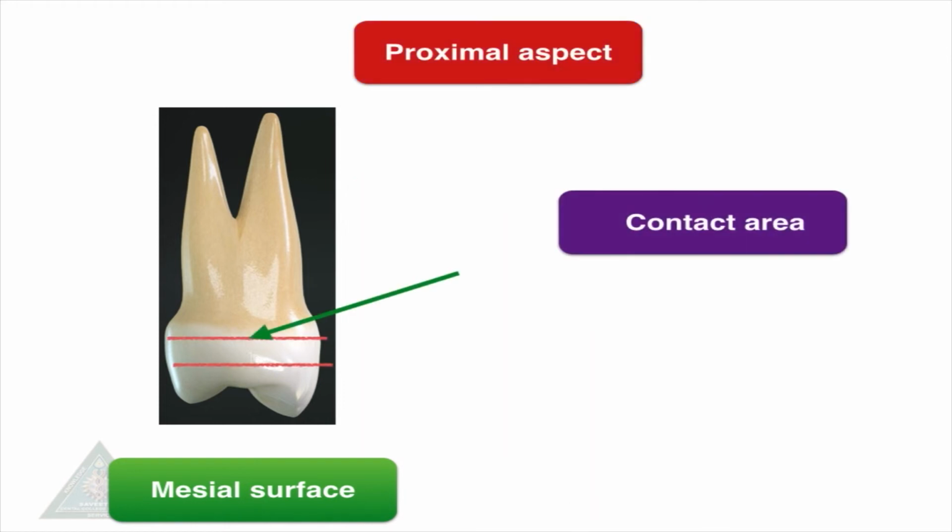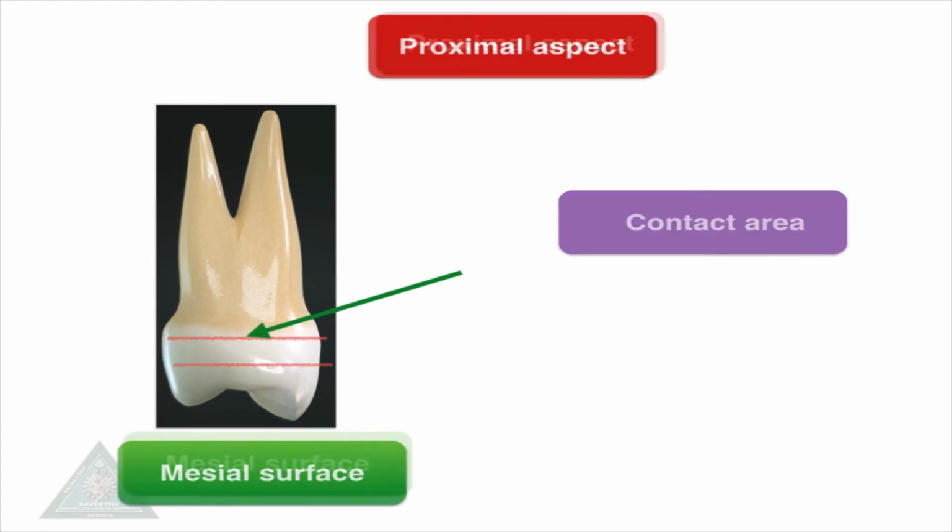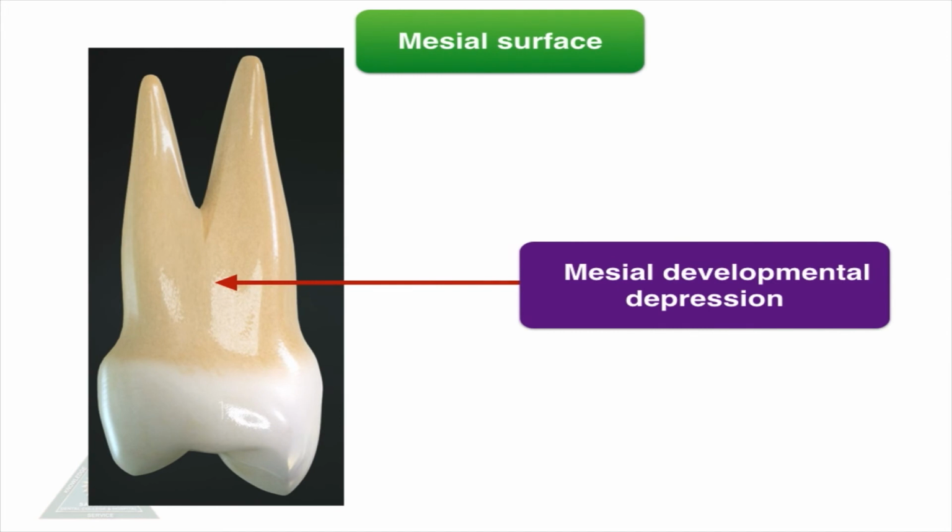The contact area in the proximal aspect is at the junction of the cervical and the middle third. Now, there is also a mesial developmental depression that is seen on the mesial surface of the tooth.